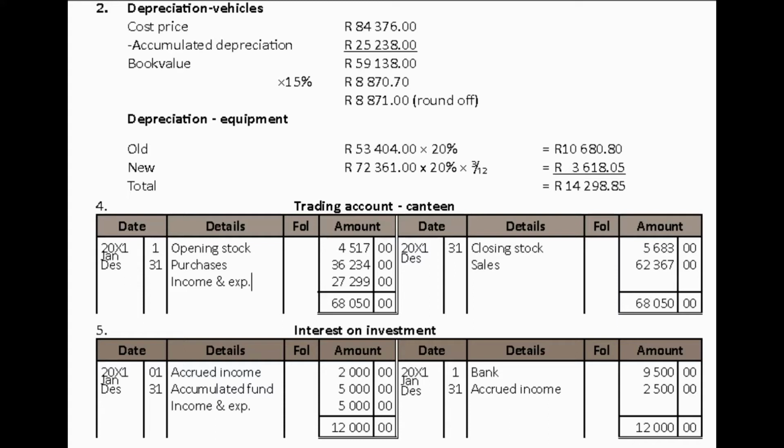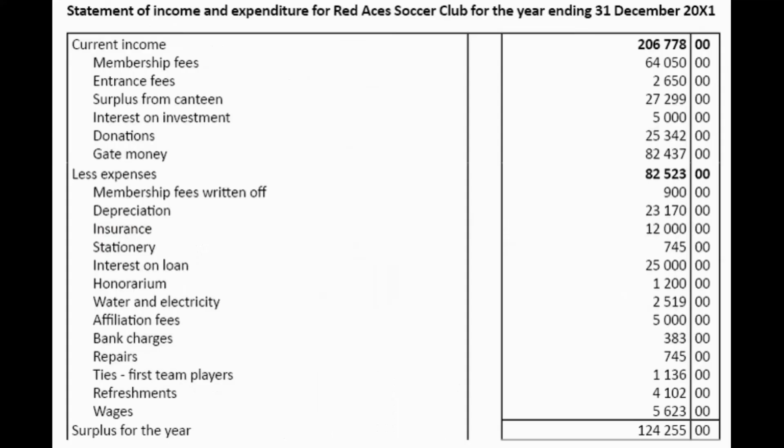Hopefully it will be a surplus. So you add your debit side, add your credit side, and then the difference between the debit side and the credit side is your surplus, which is 27,299. That amount will be transferred to your income and expenditure account.